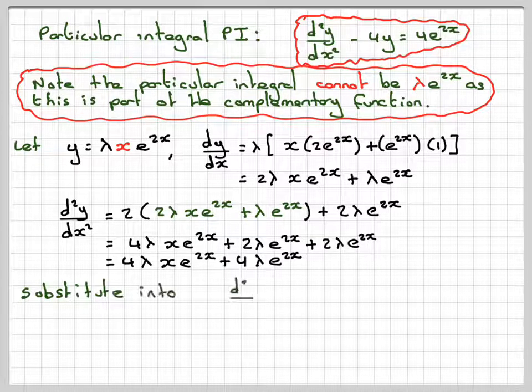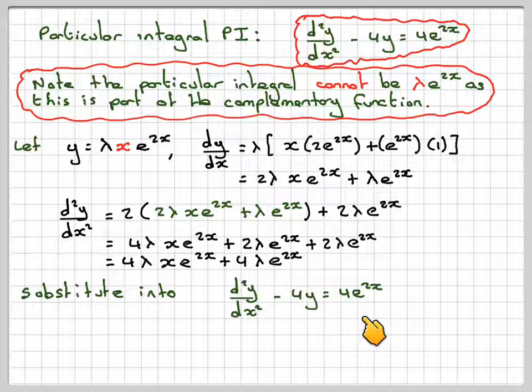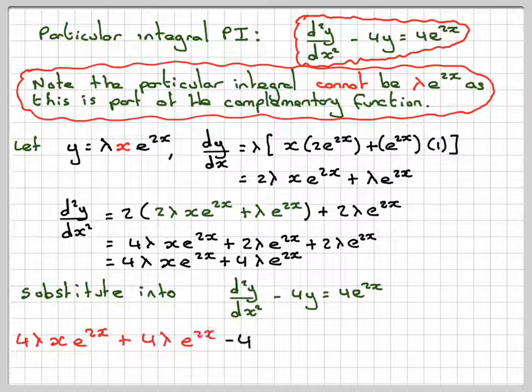So if we substitute into our differential equation, which is the second derivative minus 4y is equal to 4e to the 2x, we've got all of that minus 4 times all of this, and that has to be equal to 4e to the 2x.